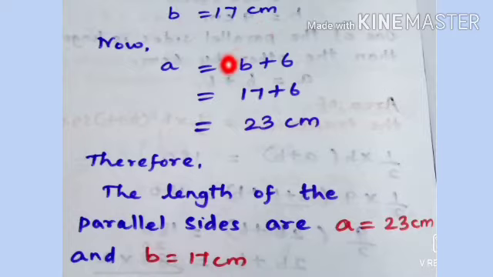What is the remaining thing we have to do? Yes, that is, we have to find the value of A. But the value of A is taken as B plus 6. So when we substitute B as 17, we get the value of A. That is B plus 6, the value of B is 17, 17 plus 6 is 23. So thus we get the value of A as 23 centimeter. Therefore the lengths of the parallel sides are A is equal to 23 centimeter and B is equal to 17 centimeter.